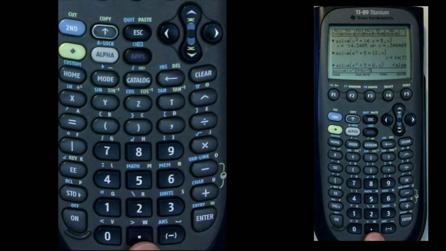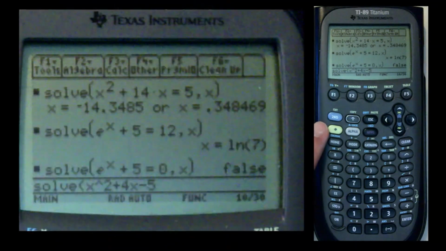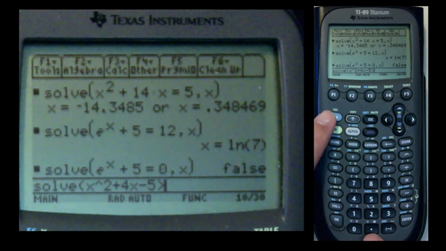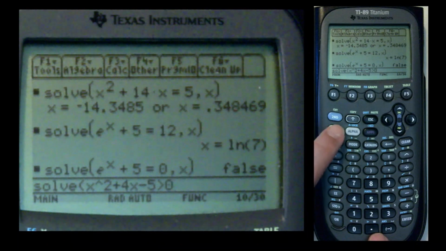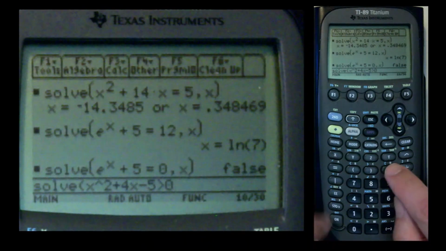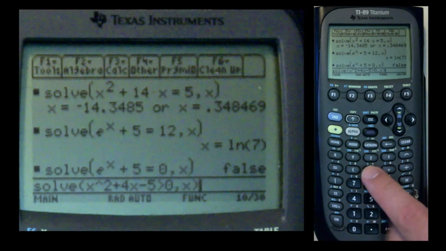And I should also point out that if you do diamond, so those are blue, so it'd be second and then those. If you do diamond and then those, that'll give you the equal to's. So I'll show you that back here. So if I do that, that's just greater than 0. But if I do the diamond, that's going to give me the greater than or equal to. So that's a little shortcut there that you can use. Still going to tell it that I'm solving for x.